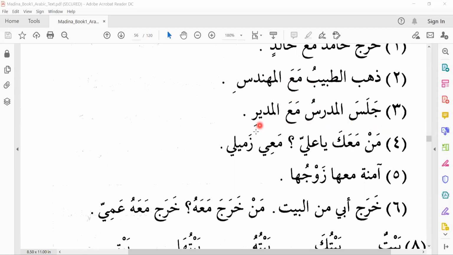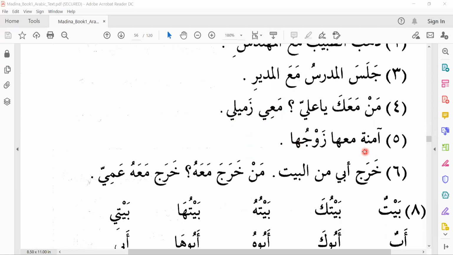Jalasal mudarrisu ma'al mudiri. The teacher sat with the principal or headmaster. Man ma'aka ya Ali? Who is with you, O Ali? Ma'i, with me. Zamiri, my classmate, is with me. Aminatu ma'aha zawjuha. Amina, with her. Ha means with her. Zawjuha, her husband.